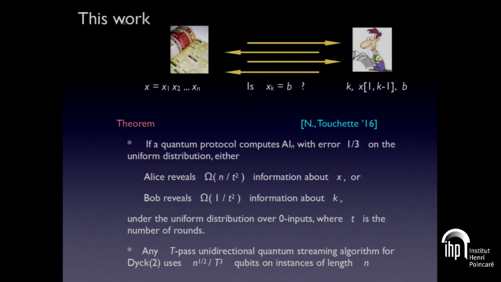As a consequence of this theorem, we are able to derive a lower bound for streaming algorithms for an important problem called Dyck 2. And the lower bound that we get is square root n over t cubed, where t is the number of passes over the input that the algorithm makes.